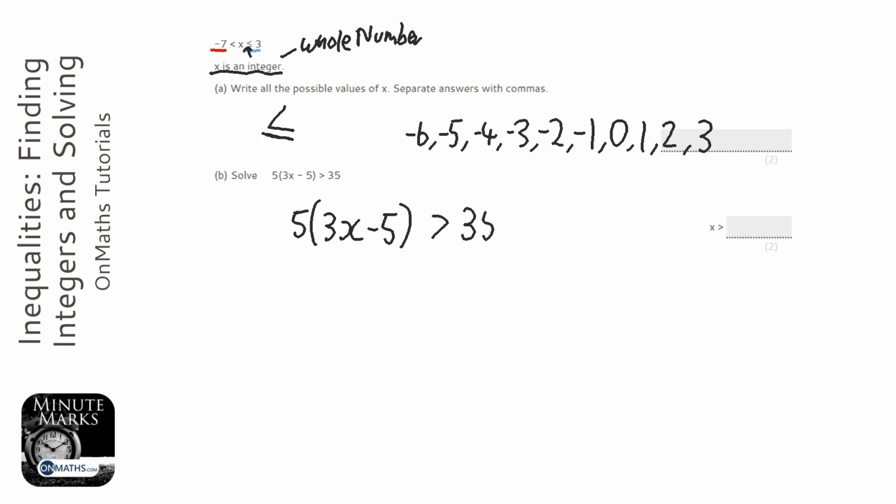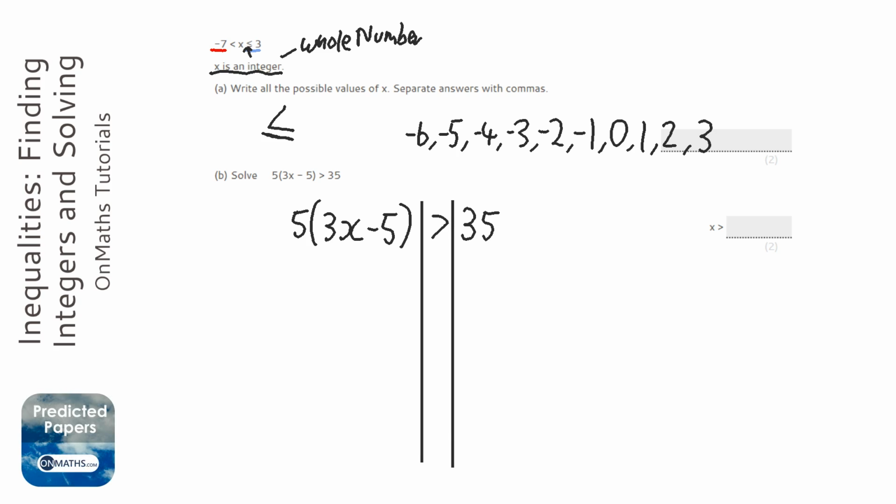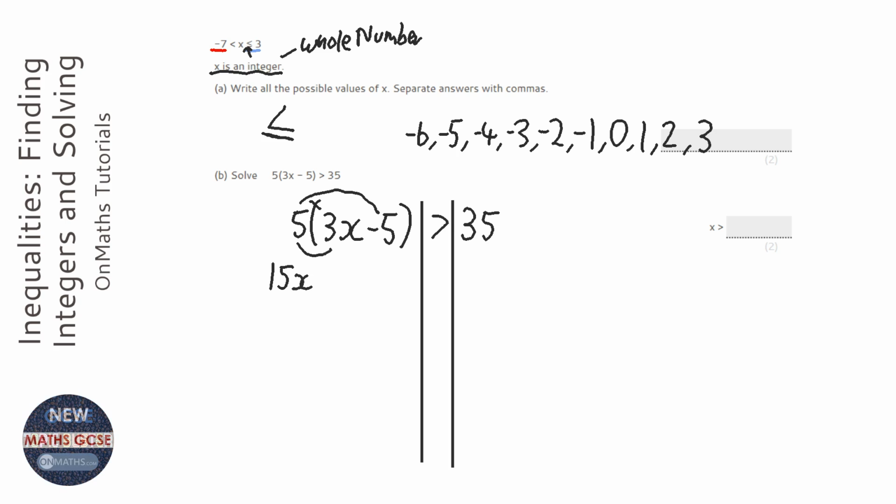Now the way we do this question is the same way as solving just a normal equation with an equals, but don't ever put an equals. There was an exam a few years ago that if you wrote an equals in it, they would give you 0 marks. So the first step is to expand the brackets. So I do smiles and rainbows, but if you've got another method, that's fine. I'll put a little line there to remind me to times it. So 5 times 3x is 15x. And 5 times minus 5 is minus 25.